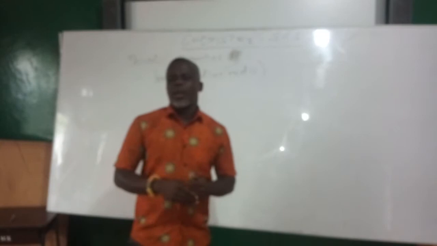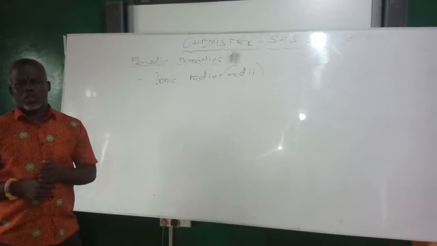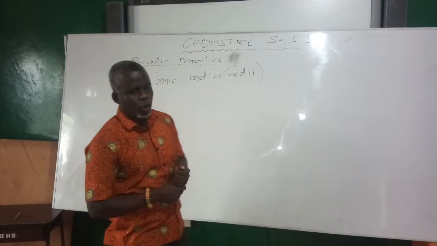We are going to look at cations and the size of cations and their neutral atoms. And we also look at the size of anions and their neutral atoms. So let's put something down. Ionic radius.